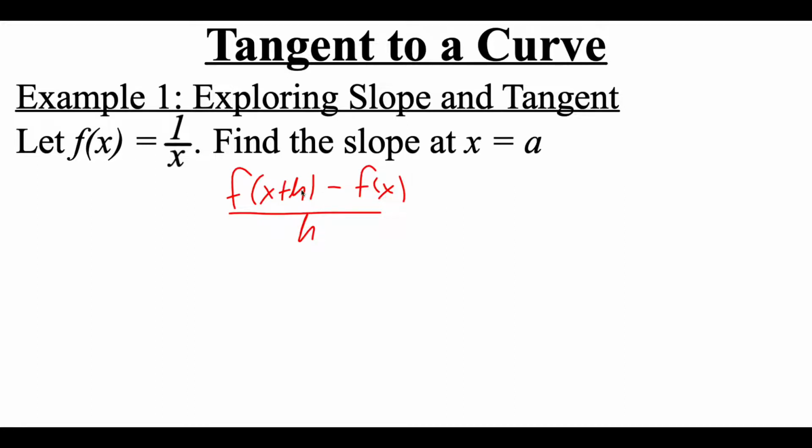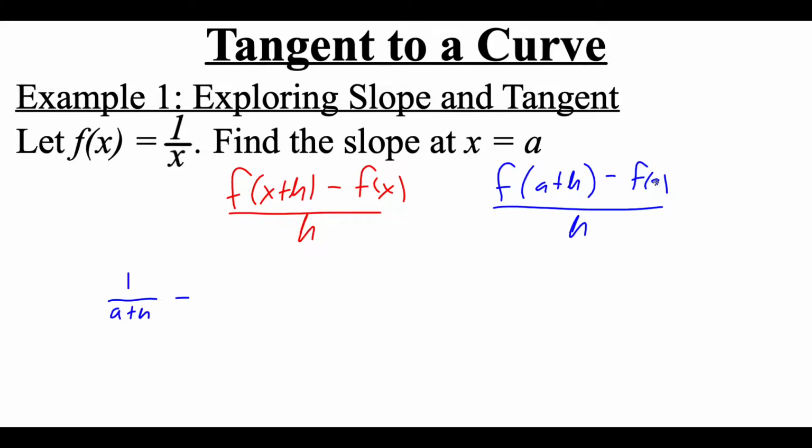So I can actually rewrite this a little bit to say f of a plus h minus f of a all over h. So if I think of f of a plus h, that means that I have to take a plus h and plug it into my function where the x value is. So this is going to say 1 over a plus h, minus f of a would just say plug in a, so that would be 1 over a, and then this whole thing is supposed to be over that h value.